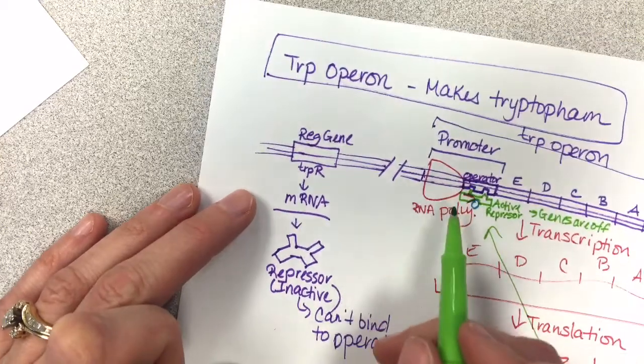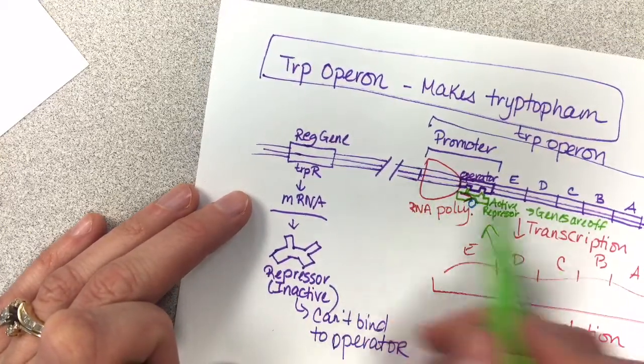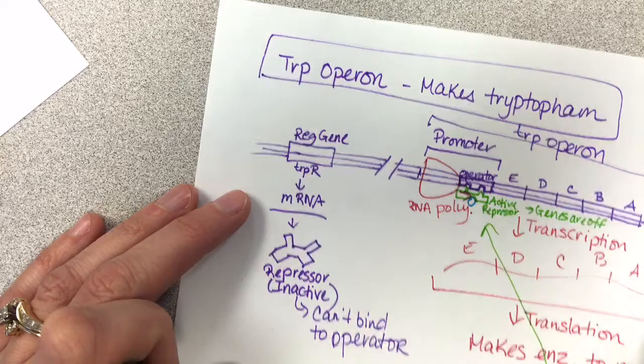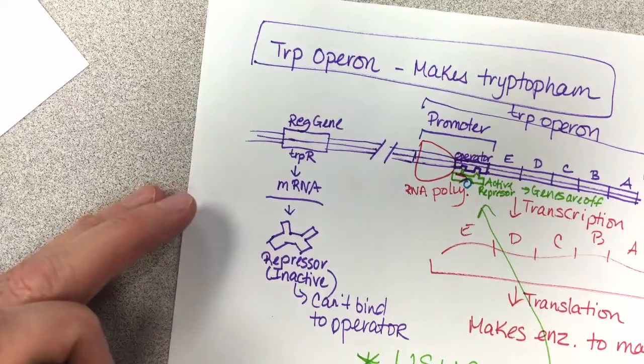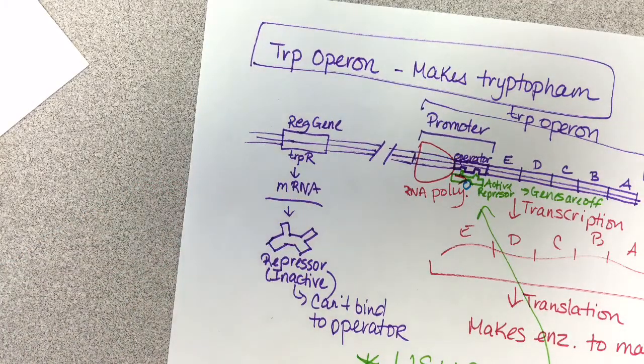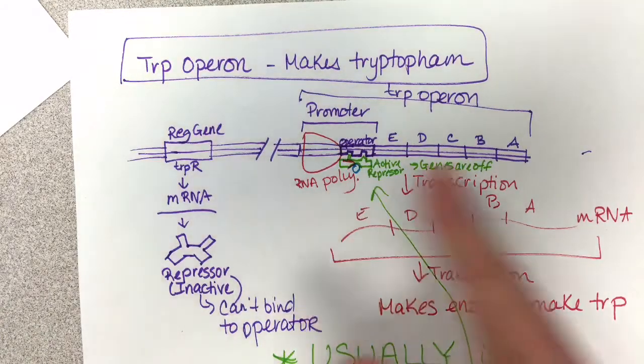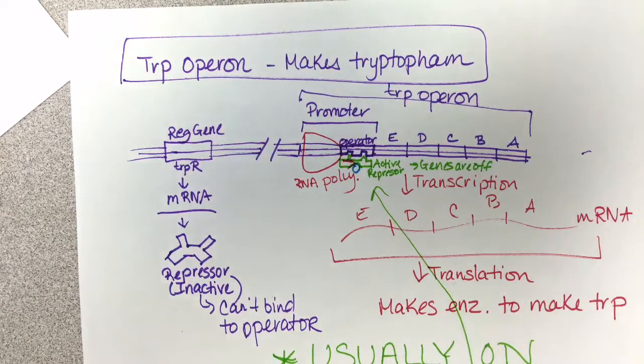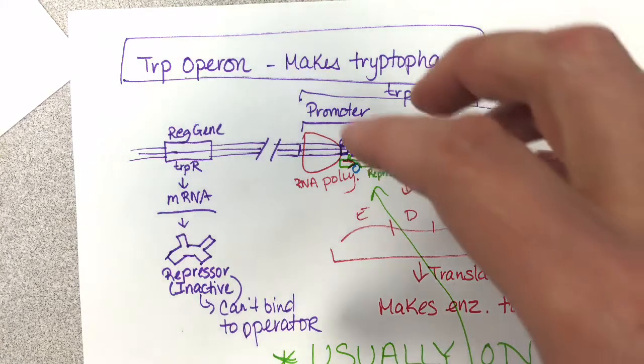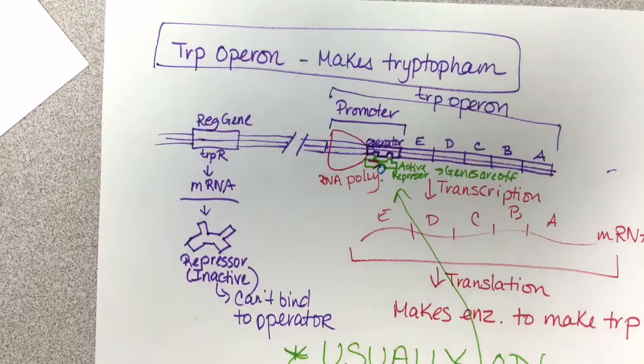Why? Because RNA polymerase physically can't get to the genes to transcribe them to make the enzymes to make tryptophan. And that's when we want the genes to be off, because it would be a waste of energy and resources to make tryptophan when the bacteria is getting it regularly through its environment. So when there's tryptophan present, the repressor is activated, and therefore the genes are turned off.